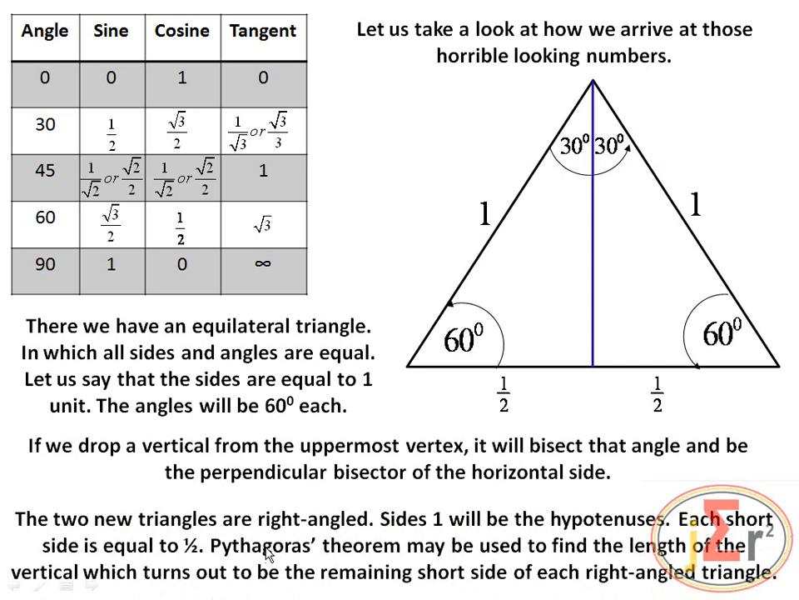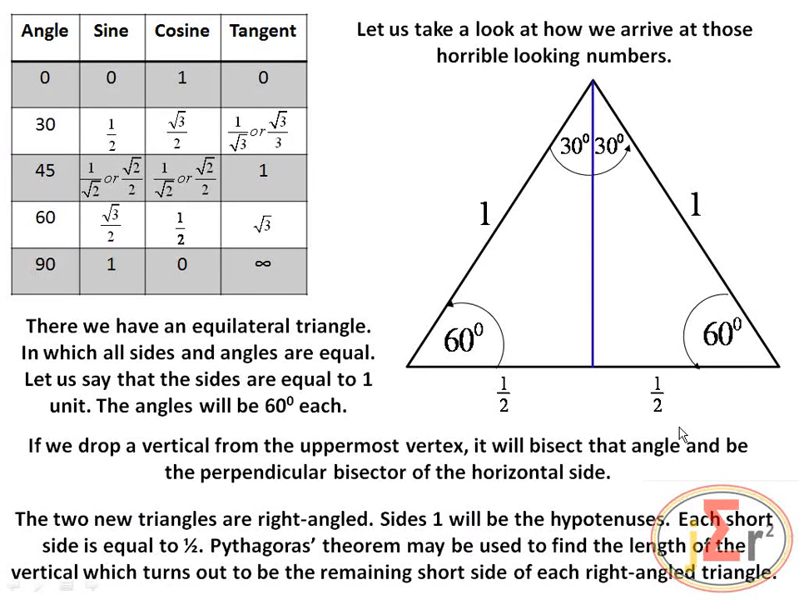The two new triangles are right angled. Sides 1 will be the hypotenuses. This one is going to be the hypotenuse of this right angled triangle, and this one, side 1 in this particular setting that we have right now, will be the hypotenuses. Each short side is equal to a half, as we can see. One short side is a half, the other is a half.